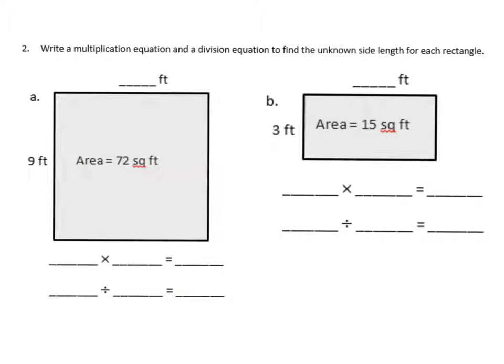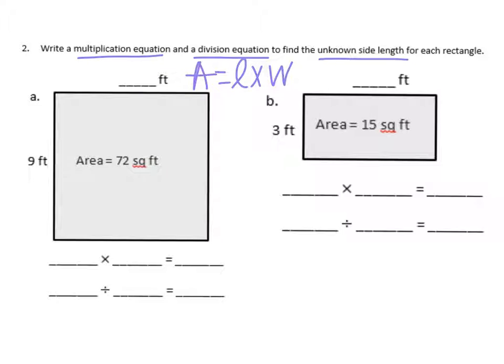Let's take a look at number 2. It says write a multiplication equation and a division equation to find the unknown side length for each rectangle. So remember, A equals length times width. Also remember that multiplication and division are fact families. So let's take a look at letter A.